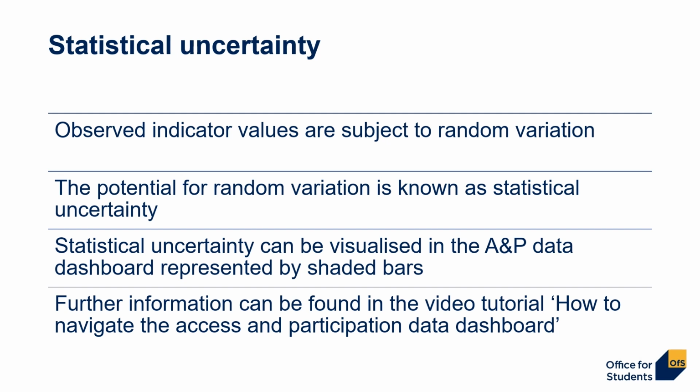The Access and Participation Data Dashboard includes information on statistical uncertainty for indicators and gaps. It can be visualized for one student attribute or split indicator at a time, and it is represented with shaded bars. For more information on how to see and interpret the shaded bars, we suggest you refer to the video tutorial How to Navigate the Access and Participation Data Dashboard.